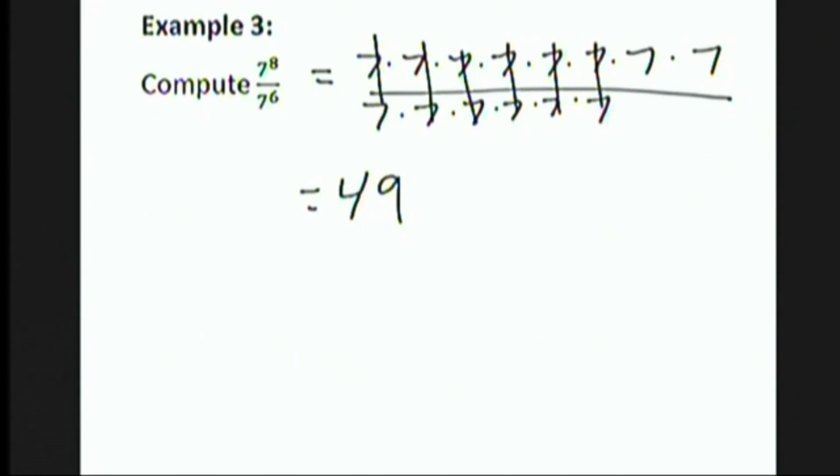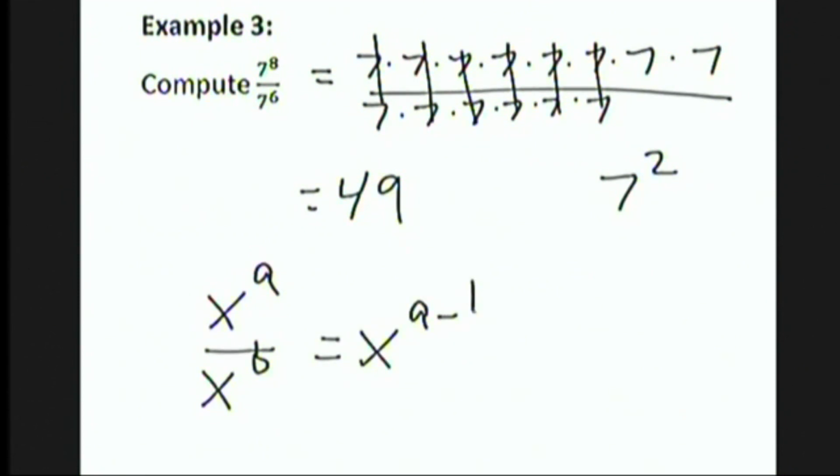Notice that when we did 7 to the 8th over 7 to the 6th, we wound up with 7 squared. This leads to the following rule. When dividing two expressions with the same base, we can subtract the exponents. In other words, x to the a divided by x to the b is equal to x to the a minus b.